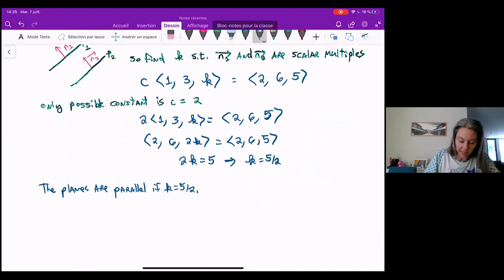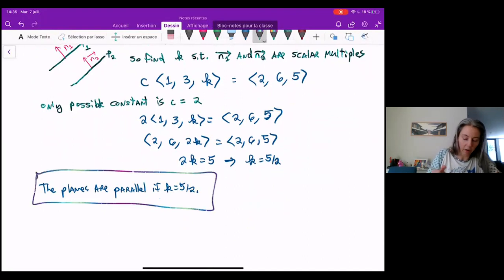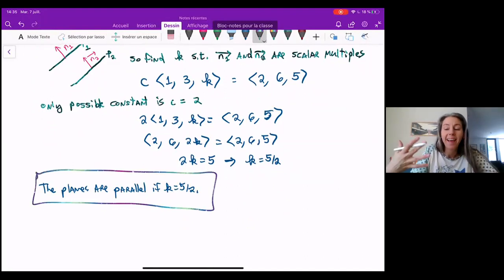So note that in this case, this idea of parallel, k equals 5 over 2, is not eliminating the possibility that these are actually the same plane. So what that means is these planes have the same slope. Like if two lines have the same slope, either they're parallel or they're the same line. So in this case, we're saying the planes are parallel if k equals 5 over 2.